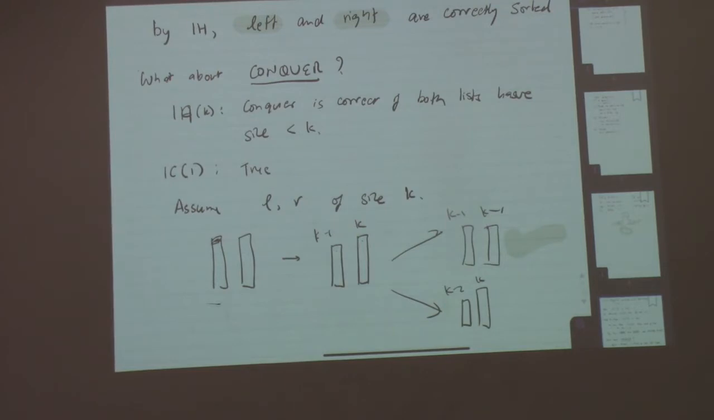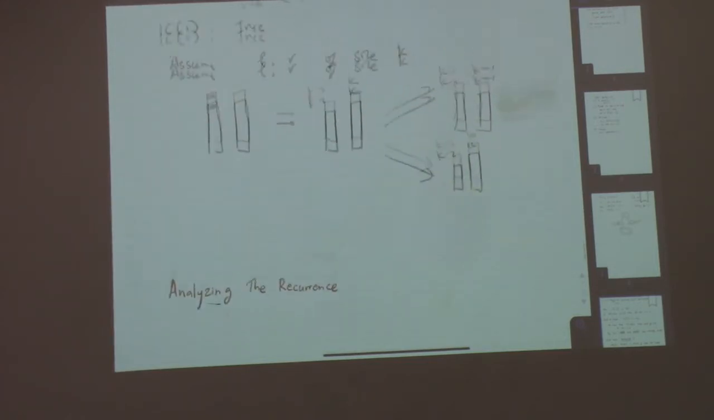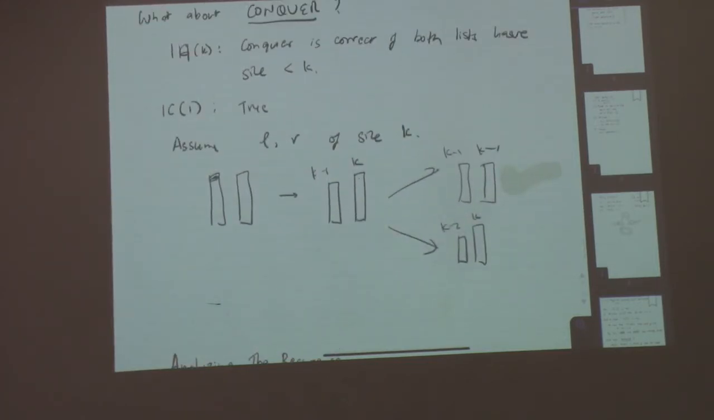Yes, no, maybe? No. Who said no? Because one is size k still. One is size k. It violates the claim of the induction hypothesis. Very good. Okay, so we can't do this, so we have to keep going. Right, so this has to keep going.